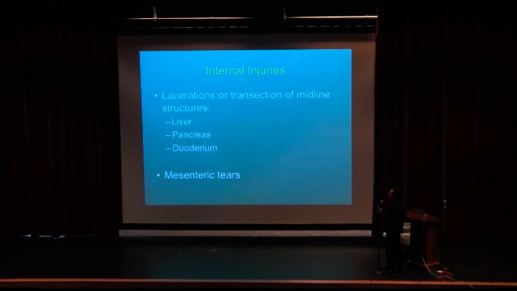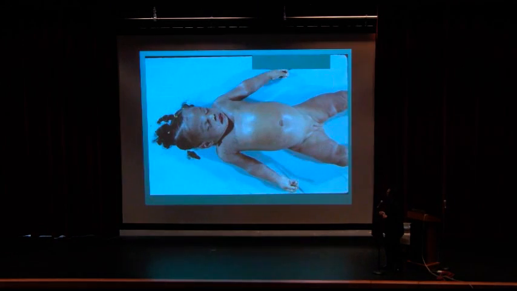The things we typically see internally are lacerations or tears or transections, just complete splits of midline structures. So the liver, the pancreas, duodenum, everything that is in between that fist or that foot or whatever, and the vertebral column. They all get squashed in between. We also see a lot of tears of the mesentery, which is basically the soft tissue that holds the intestines in place and tethers it in place.